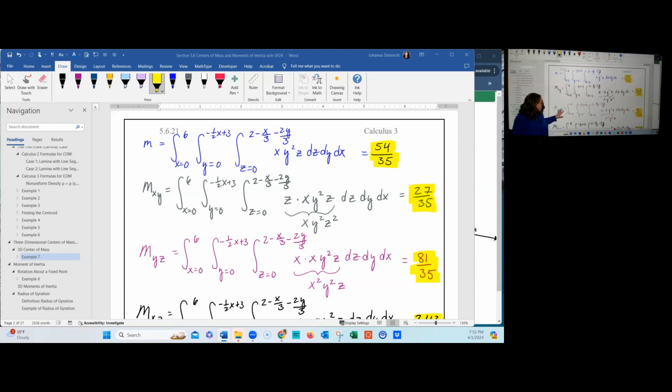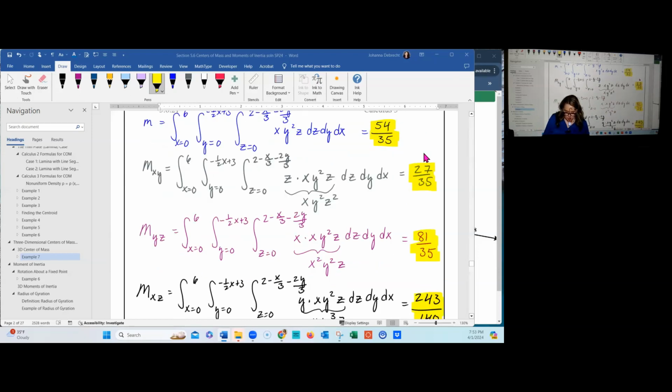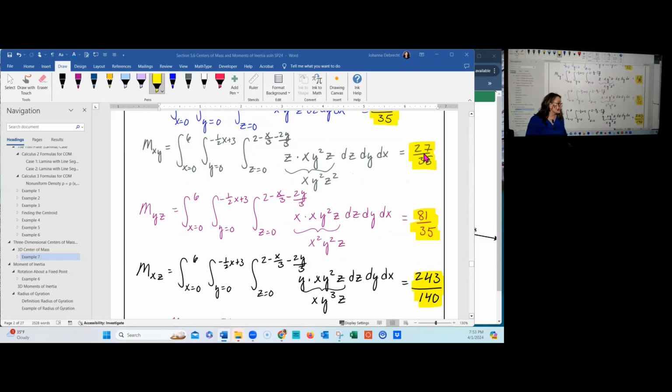And then the moment off of the YZ plane, which is like the screen, is going to change the X value. So you multiply the density function by X to get an integrand of X squared Y squared Z, which gives us 81/35. And finally, the next thing I do is compute the moment off of the XZ plane, which is measured this way, coming straight out of the screen towards you. And when you rotate off of that, you're going to change the Y value.